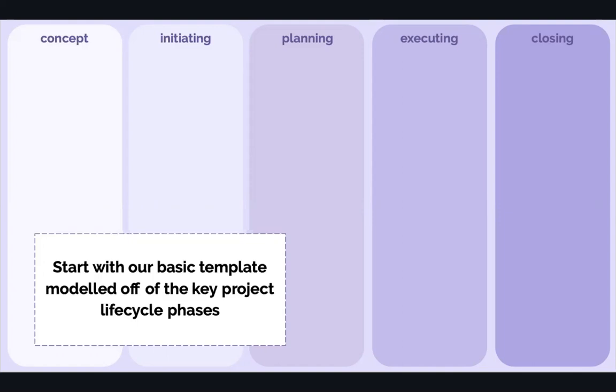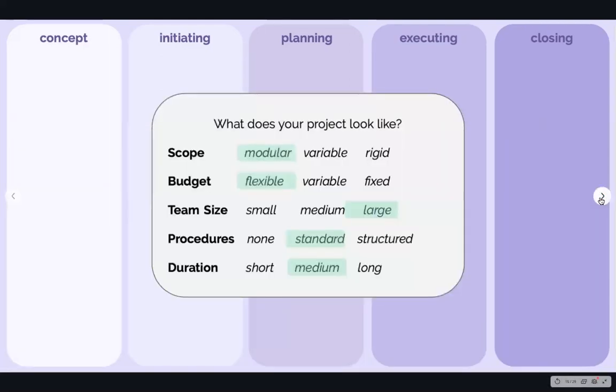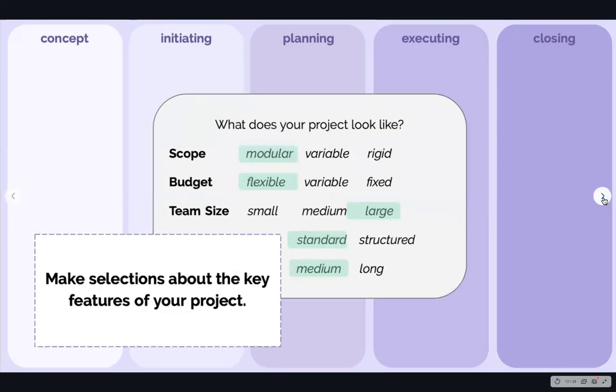So you start off with a template that is modeled off the key project lifecycle phases. Every single project has a concept and initiation phase, and then obviously you've got your executing and closing too. Once you've identified your life cycle phases, you then start to look at what your project looks like in terms of your key features. That was the scope, budget, team size, and stuff that we went over previously.